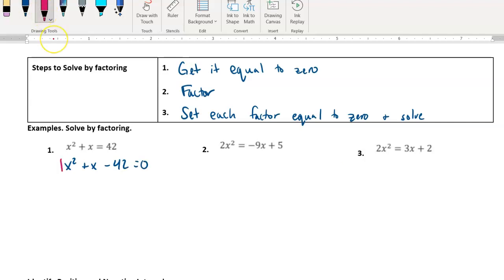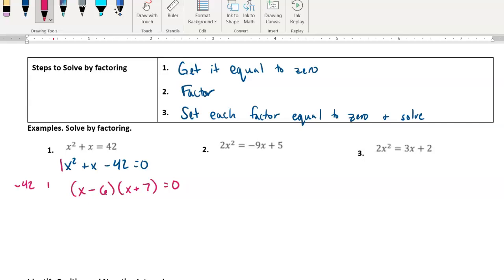Now remember from yesterday in the previous video, we learned if the a value is 1, these are the easiest to factor. All we're looking for is what two numbers multiply together to be negative 42 that add together to be 1, because that's our middle term there, 1x. And so that would be negative 6 and 7. Let's try that. So negative 6 times 7, yep, that's negative 42. And negative 6 plus 7 is 1. So that's a factored form. So remember that this is the easiest ones.